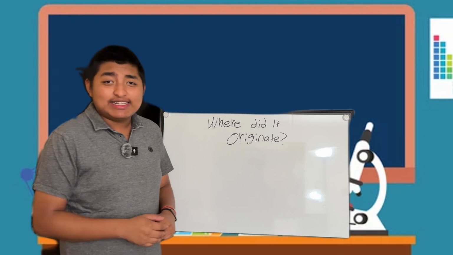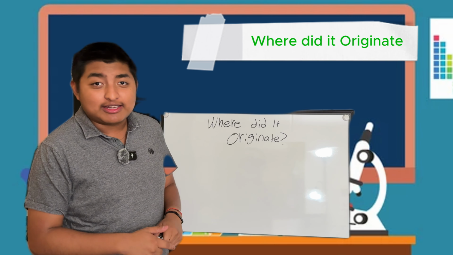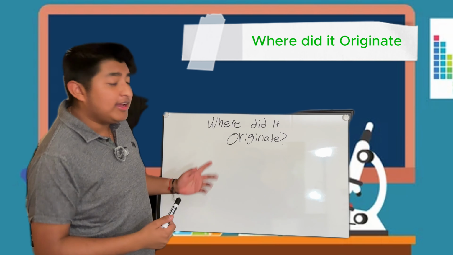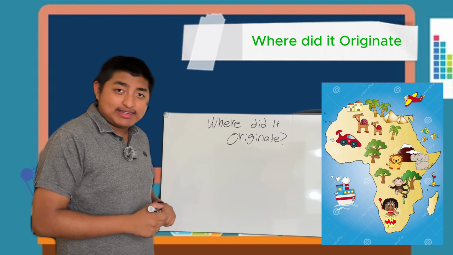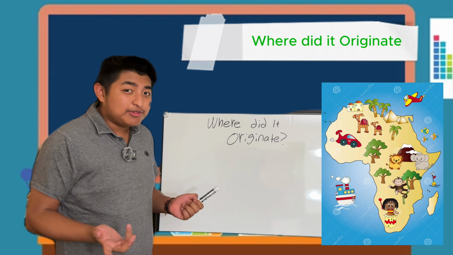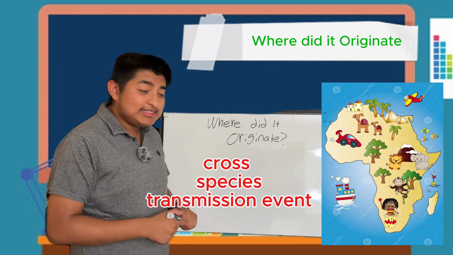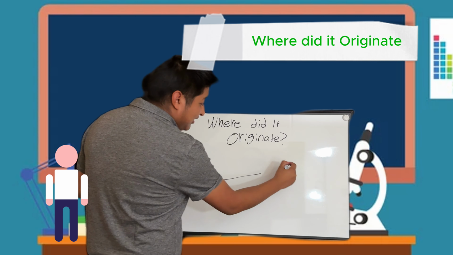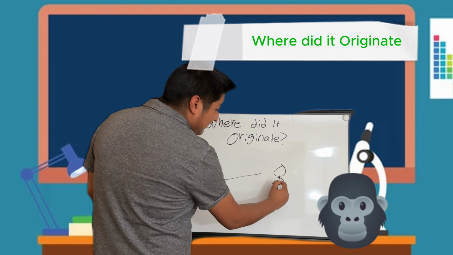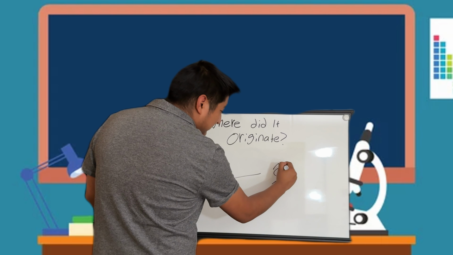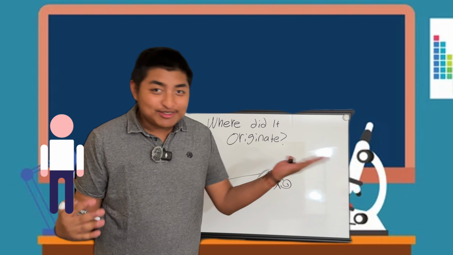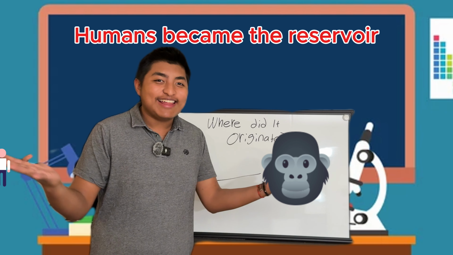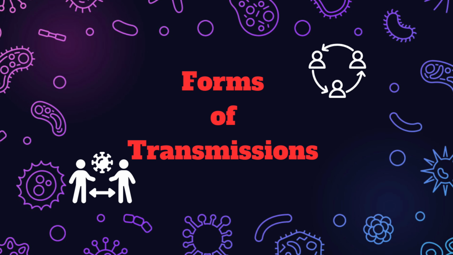So you may wonder what it is, where it originated. I'm gonna give a little background. It basically started all in Africa back in the day. It's most likely from a cross-species event, which means a human and a gorilla, together, and everything was created.